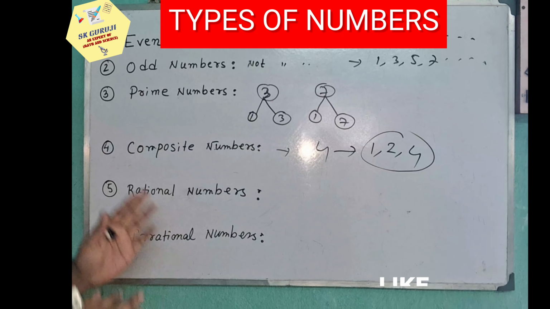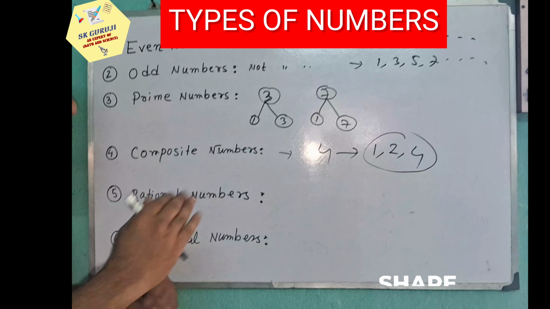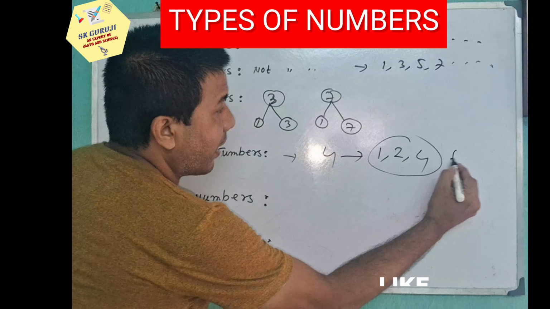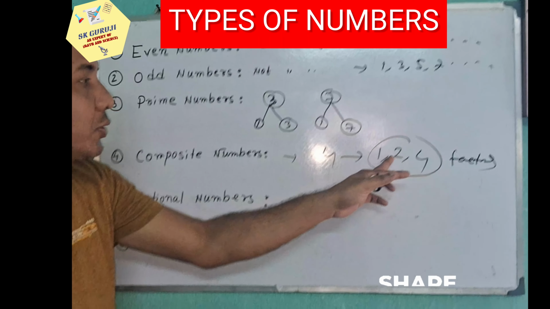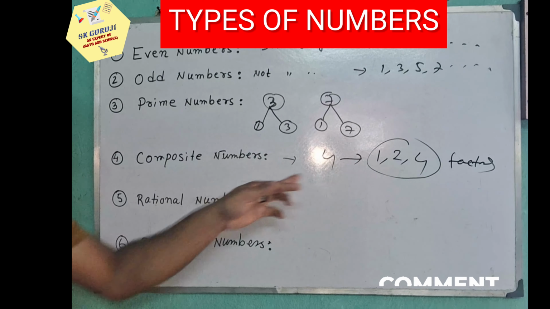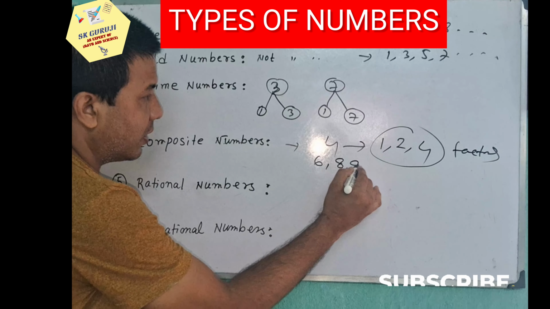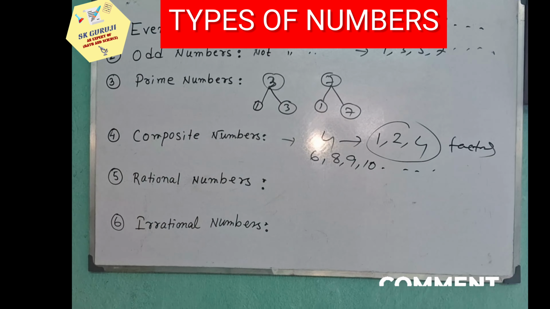So how do you state the definition of a composite number? The number having more than 2 factors. So it has 3 factors: 1, 2, 4. These are called factors. So the lowest composite number is 4. Naturally 6, 8, 9, 10 and so on. These are called composite numbers.